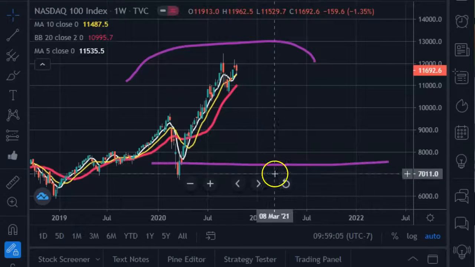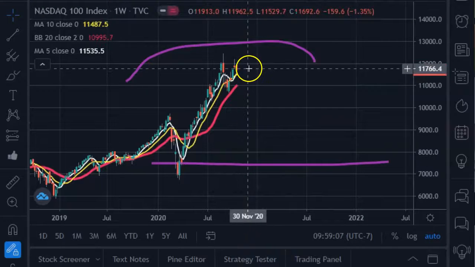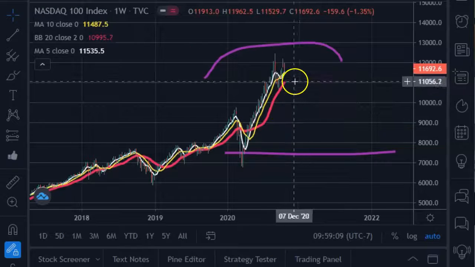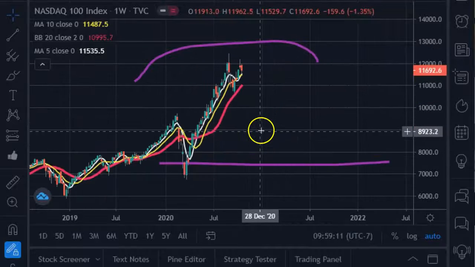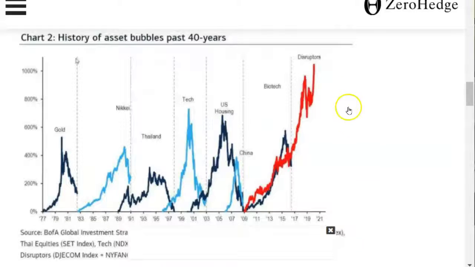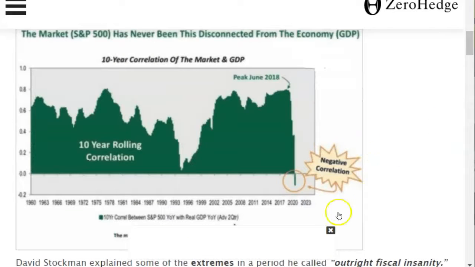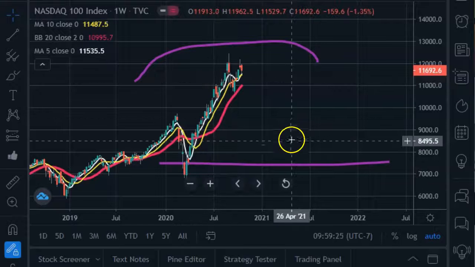Okay, but if I was a buyer, I don't want to be a buyer right here. It doesn't make sense to buy above all the moving averages. It doesn't make sense to buy when the market is negatively correlated to the economy. Maybe the economy comes back, but right now, I don't think that's logical. It doesn't make logical sense.